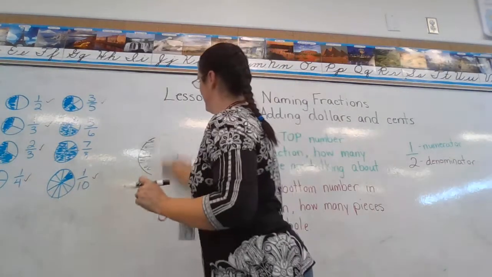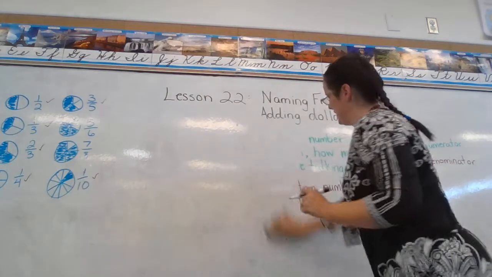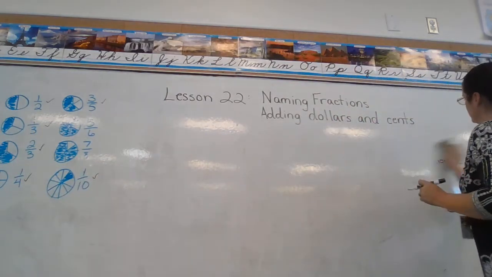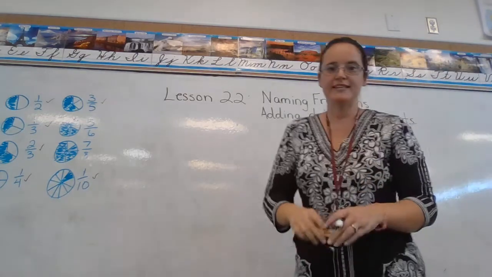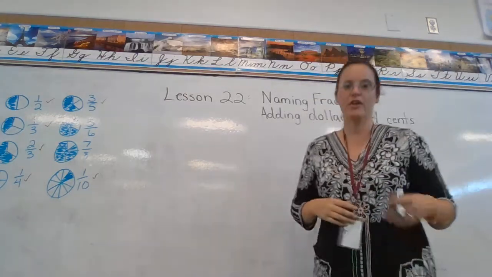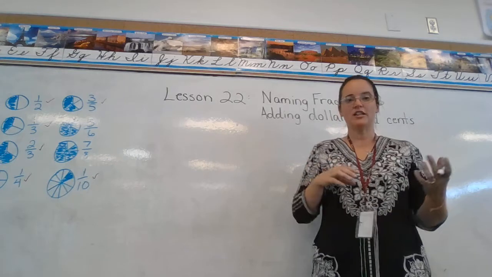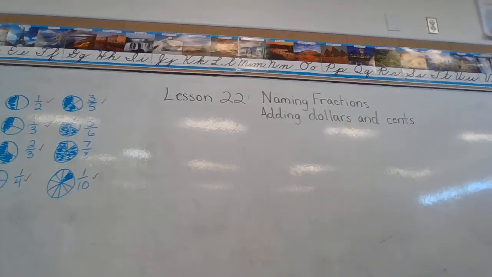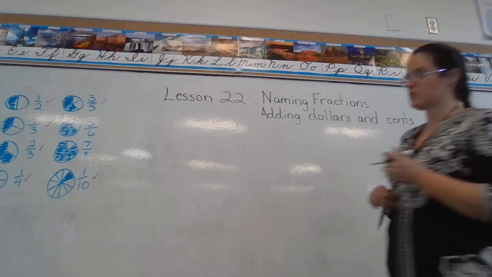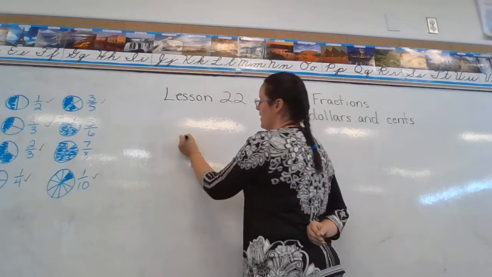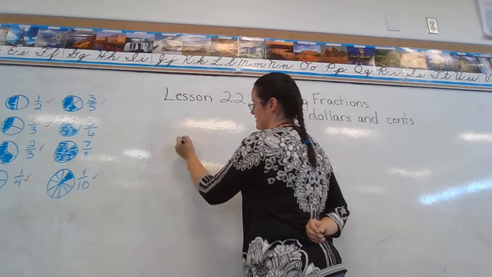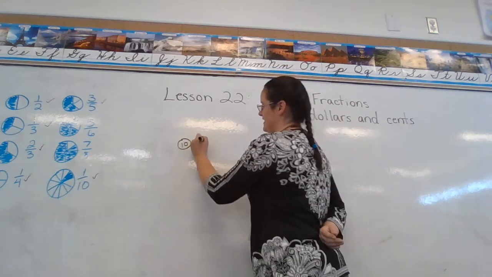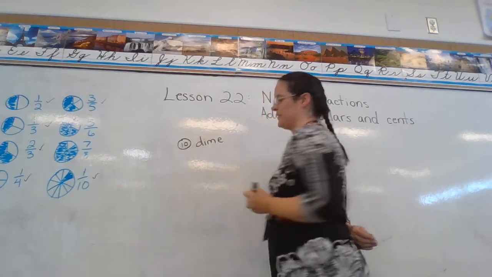Okay. The reason they put money, adding dollars and cents together with the fraction lesson is because we compare coins to dollars and say, what fraction is this coin of the whole dollar? So the first question is, what fraction of a dollar is a dime? We'll write this is a dime.